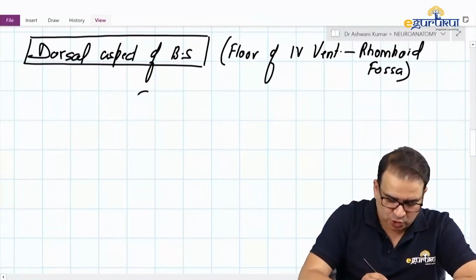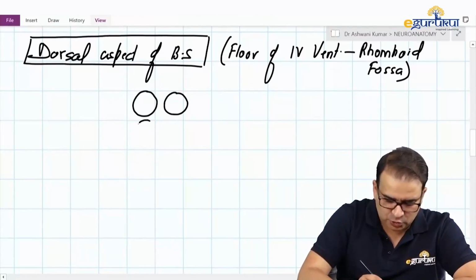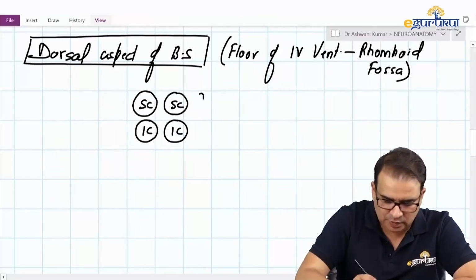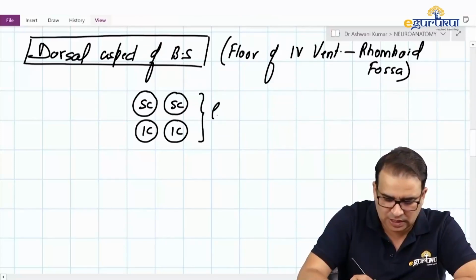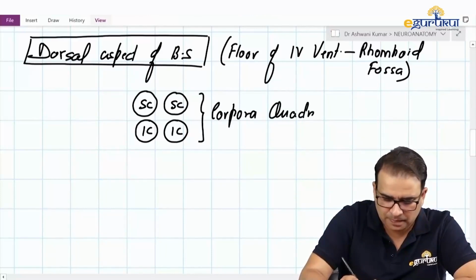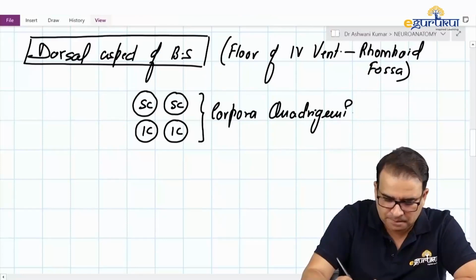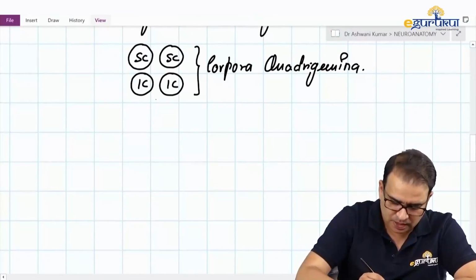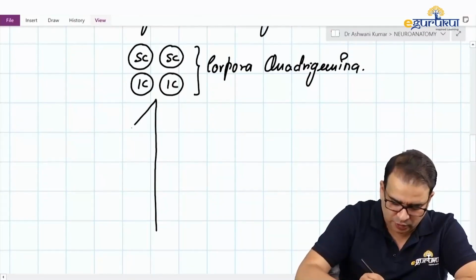So here we go. These are the two superior colliculus and the two inferior colliculus. So starting from the midbrain part, we got superior colliculus and inferior colliculus. And as we already mentioned, these four colliculus together are called the corpora quadrigemina. This here is the floor.